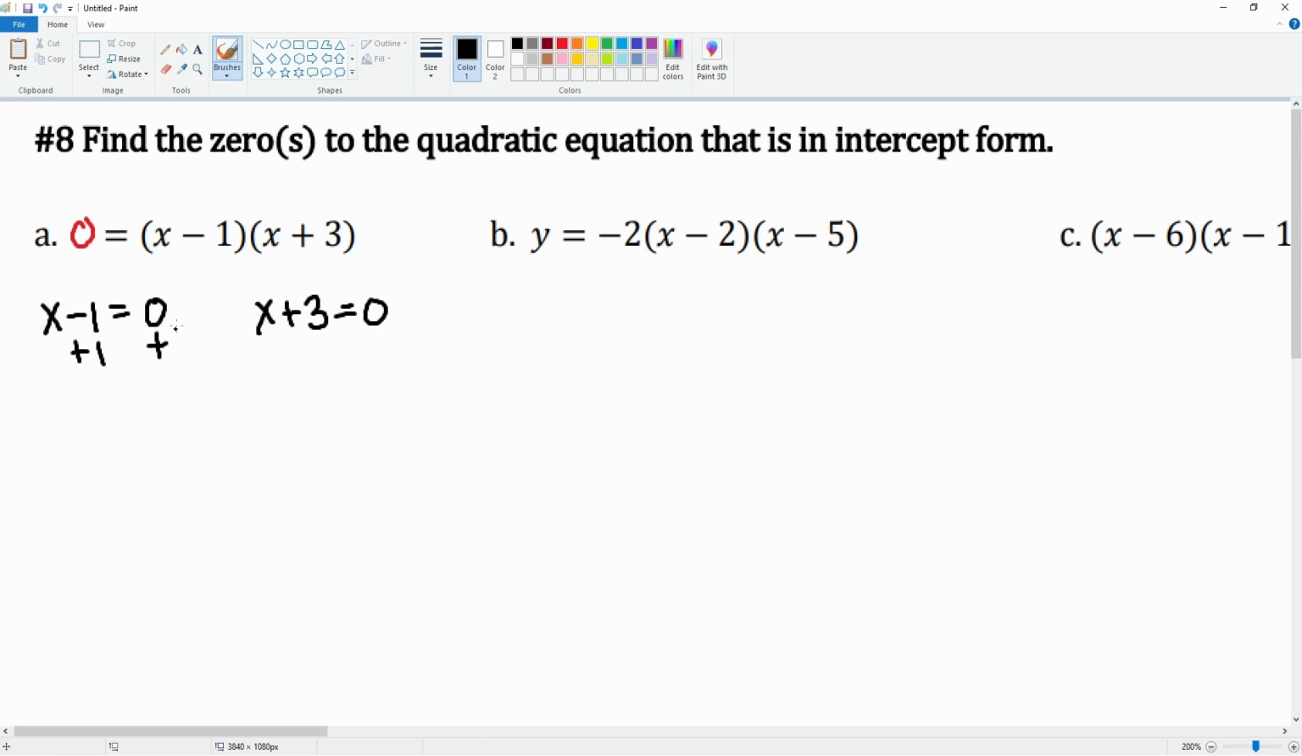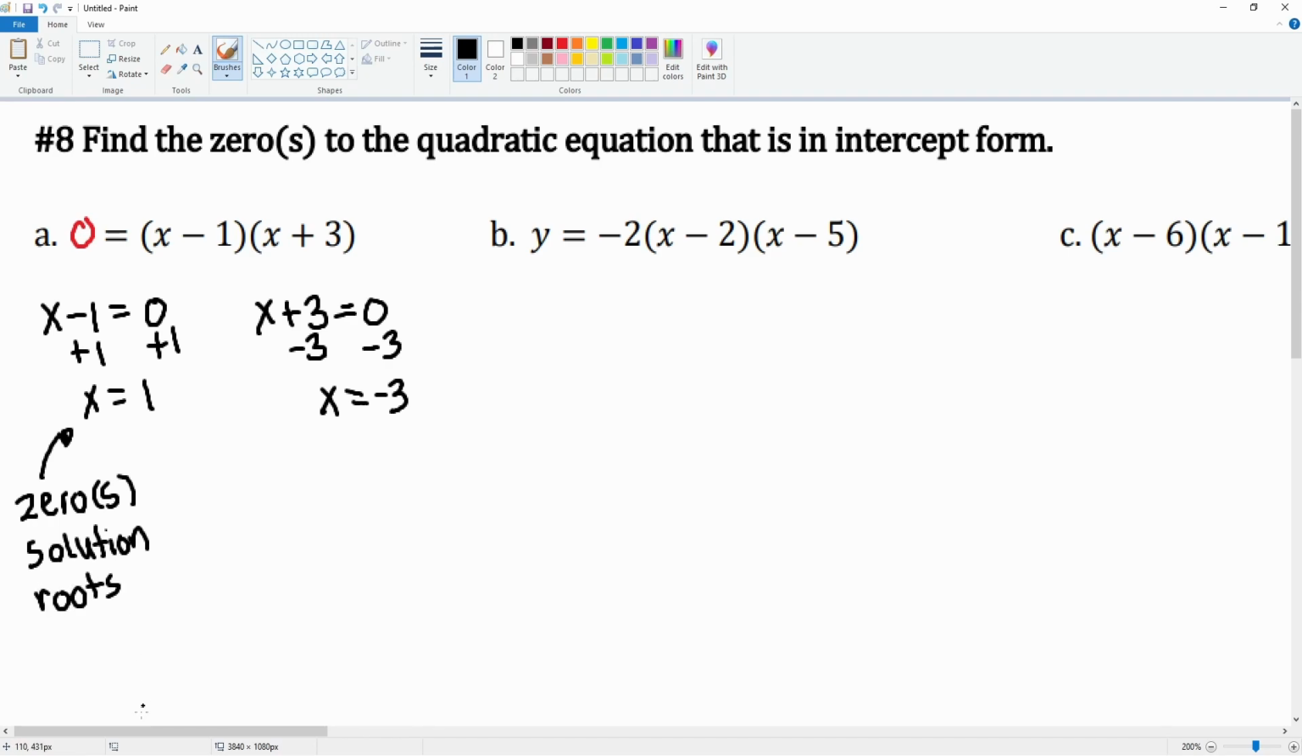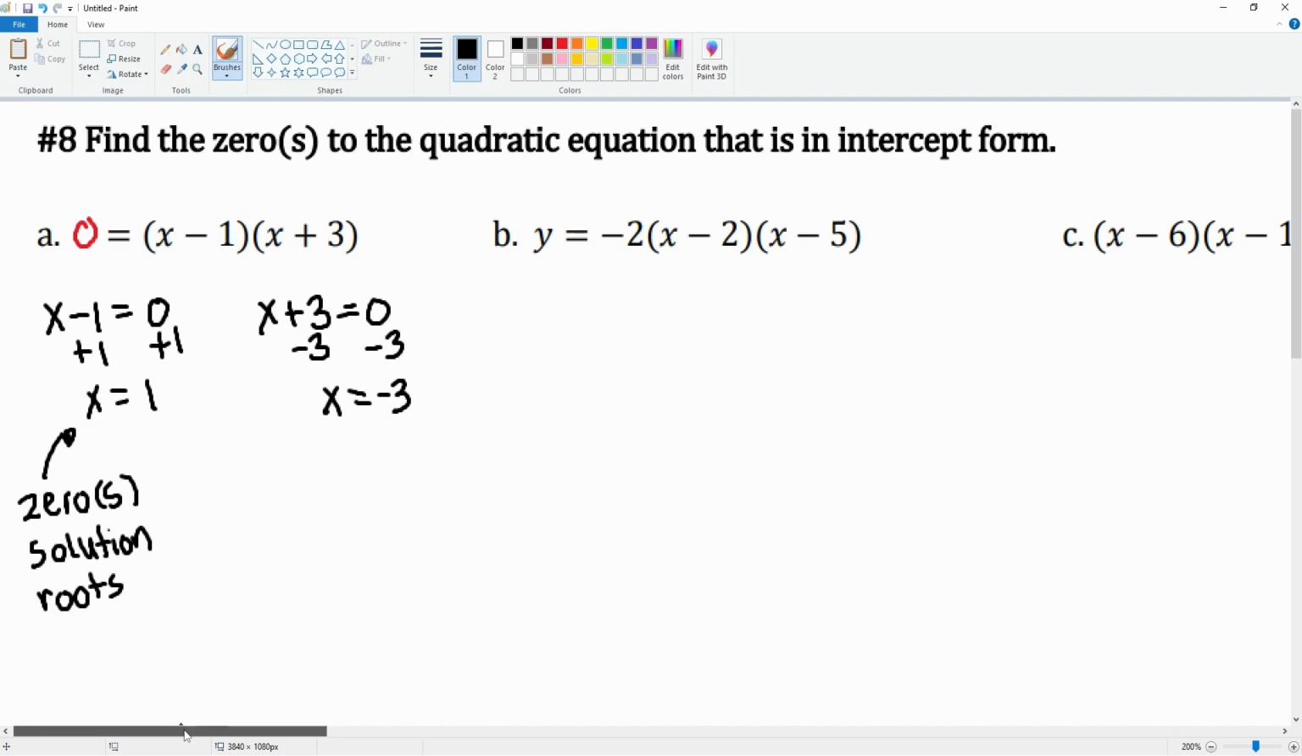So we add 1, so x is equal to 1. We subtract 3 from both sides, and we get x is equal to negative 3. So we can say that these are the zeros. The zeros are also the solutions, and these are also the roots of the equation. Good.